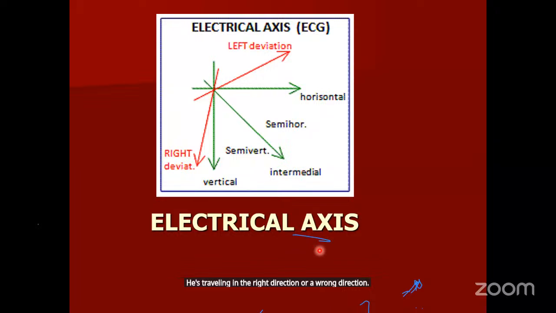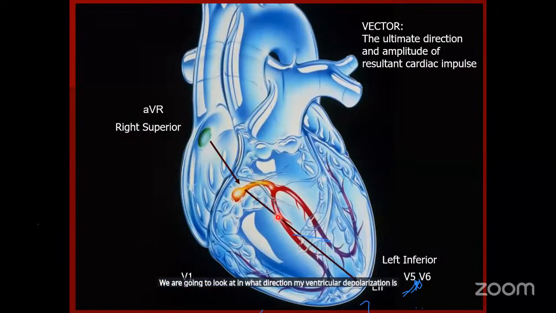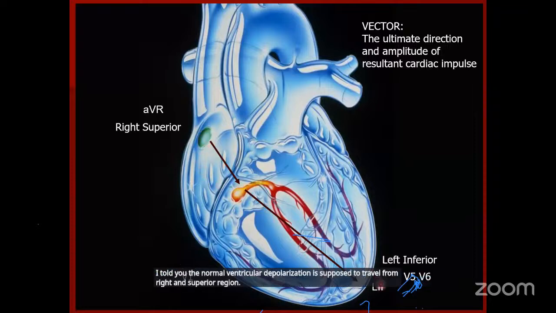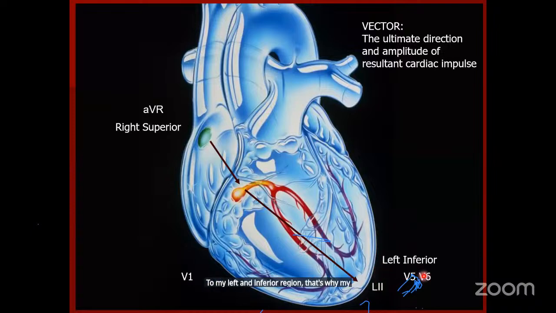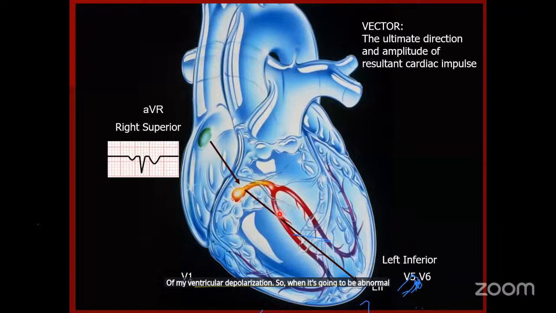If it is traveling in a wrong direction, what diseases do I have to think of? Just like I told you in measurements, if a particular wave is abnormal, what are the things you have to think of? Similarly, when the ventricular depolarization is going the wrong way, what conditions do I have to think of? So in electrical axis, we look at the direction in which my ventricular depolarization is traveling. The normal ventricular depolarization is supposed to travel from the right and superior region to my left and inferior region. That's why L1 is positive, and V5 and V6 are positive. So this is the normal direction, and when it is abnormal, what are the conditions to think of?